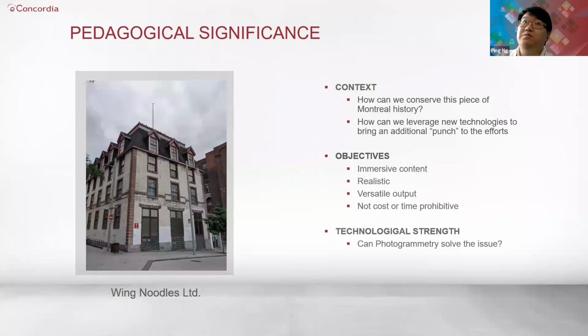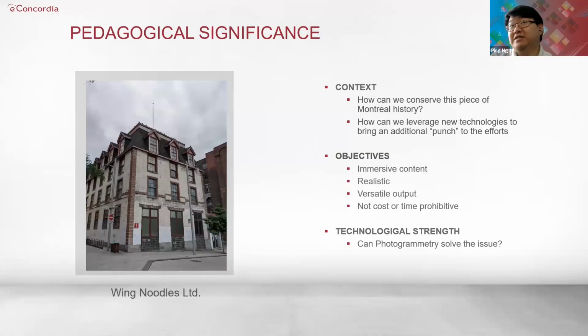Some of the objectives that we have are that we would like the information to be immersive, realistic, and have a very versatile output. I'm going to go over this in more detail later. Also, it shouldn't be too cost or time prohibitive. Of course, we can find 3D artists to model this building from scratch, bring in texture artists to texture the building, and recreate it. But it's probably going to take a lot of time and cost a lot of money. So this is where photogrammetry brings something interesting to the table.